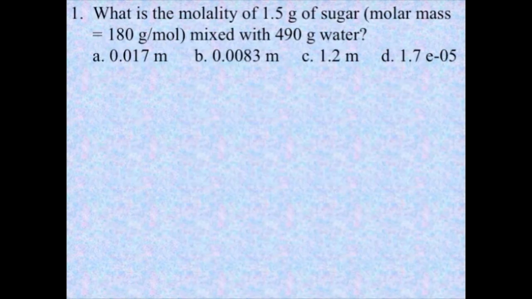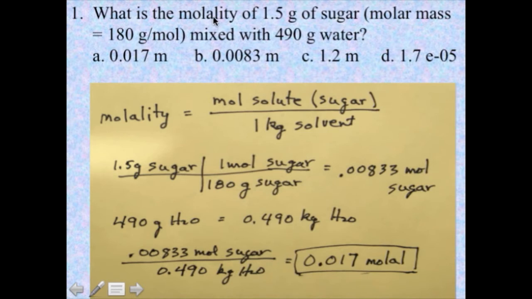What is the molality of 1.5 grams of sugar mixed with 490 grams of water? I'll pause the playback and you try it and then come back and we'll discuss it. Okay, the goal is molality, and we must know how molality is defined. Moles of solute, in this case sugar, per kilograms of solvent. So we take our grams of sugar, divide by the molar mass to get the moles of sugar, and take the grams of water and divide by 1,000 to get kilograms of water, divide one by the other, and bingo, 0.017 molal.